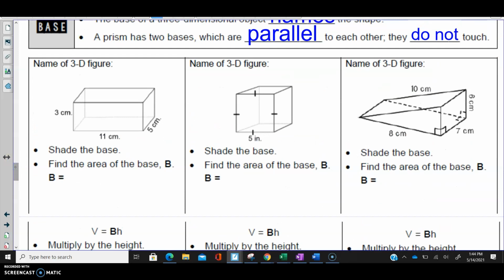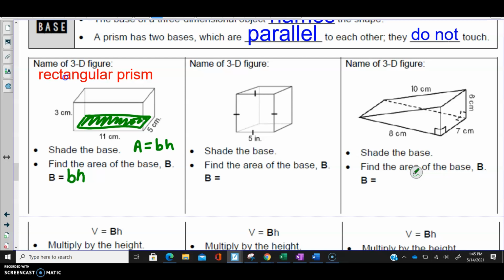First, let's name this three-dimensional figure. Here we have a rectangular prism. The base is a rectangle. The formula for finding the area of a rectangle is area equals base times height. So find the area of the base using base times height because it's a rectangle. So big B equals base times height.